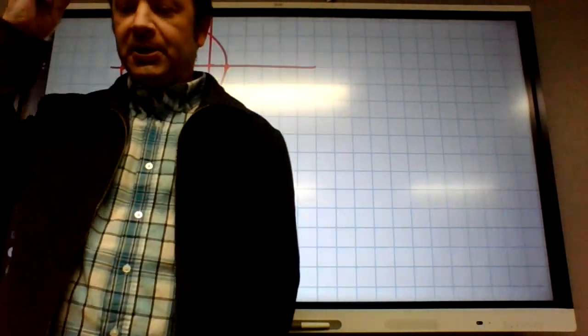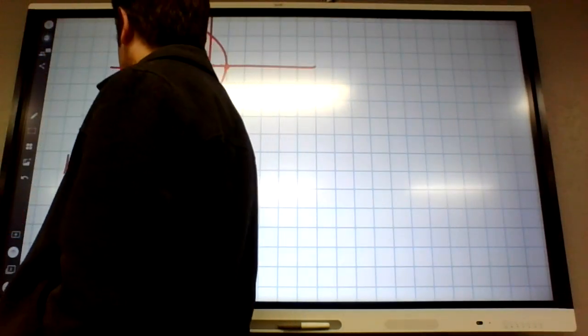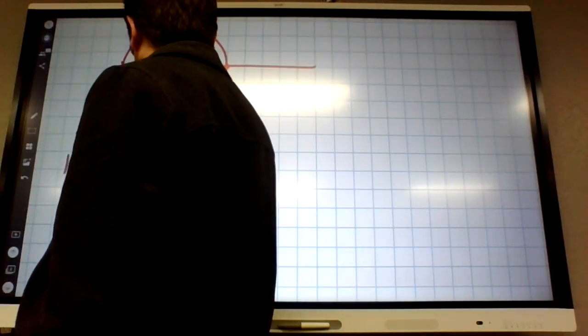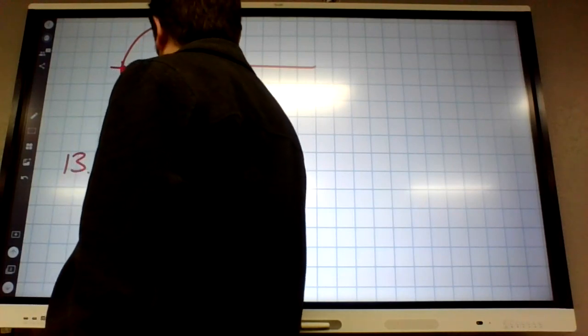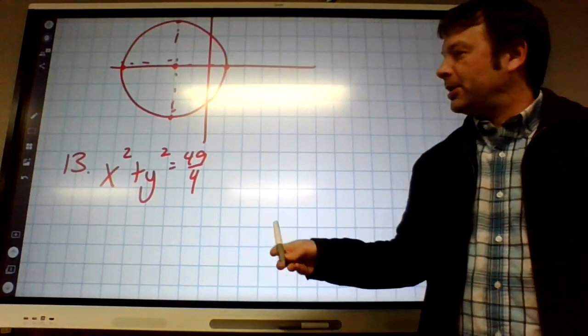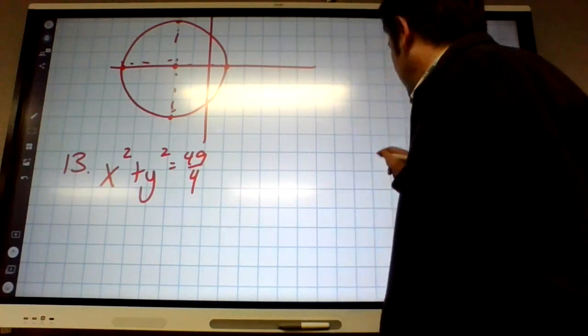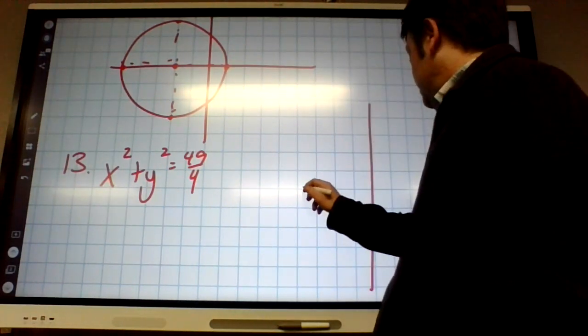Okay. Alright, 13 just says x squared plus y squared equals. Alright, so where's the center for 13 going to be? 0, 0.